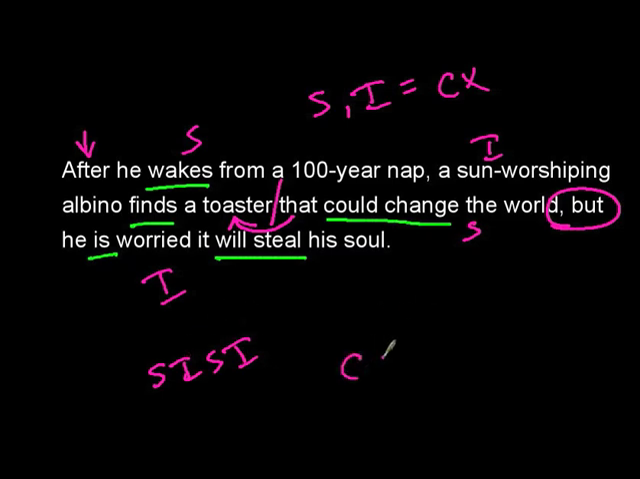Remember, for a compound complex sentence to work, it just needs I plus S. And they can be in any order. And in this case, we have two S's, two I's, still counts as a compound complex sentence.